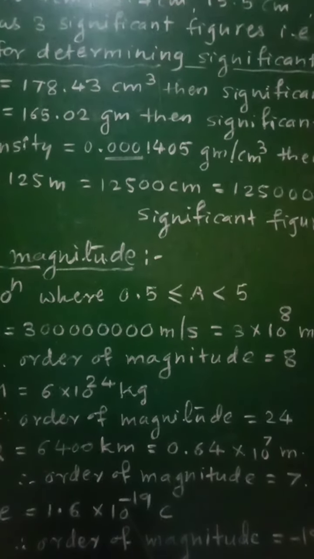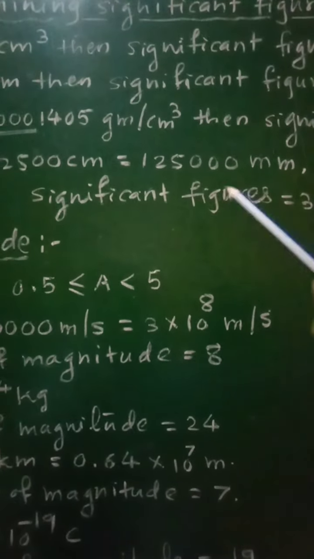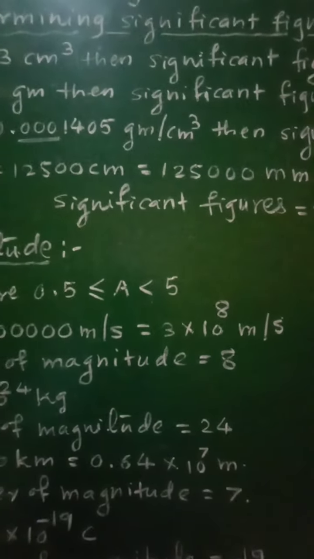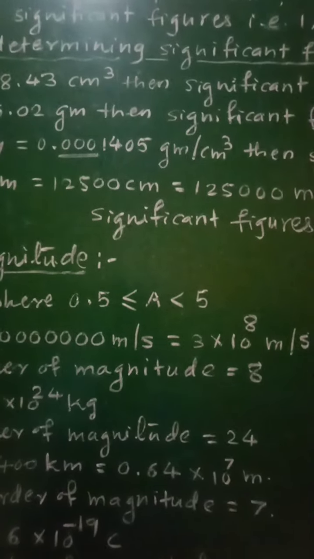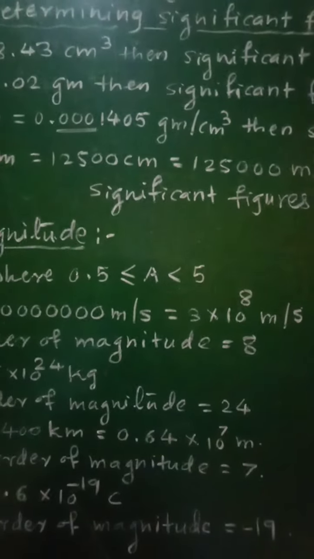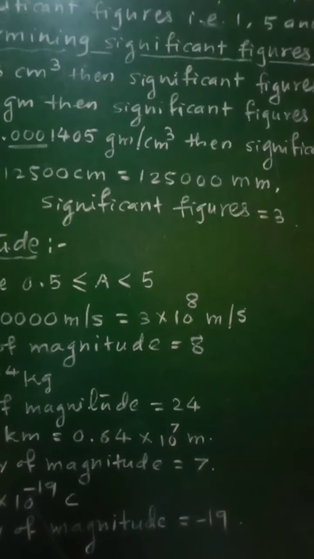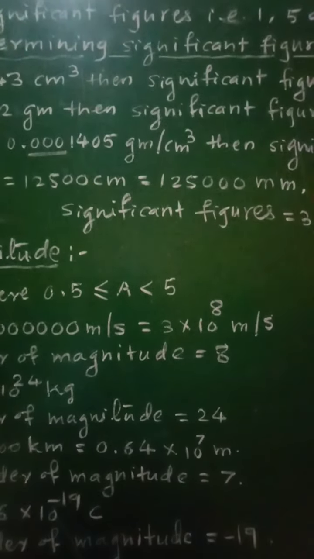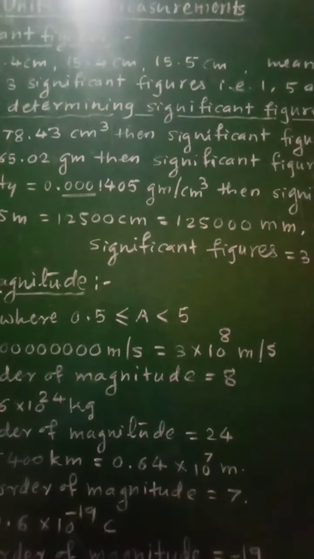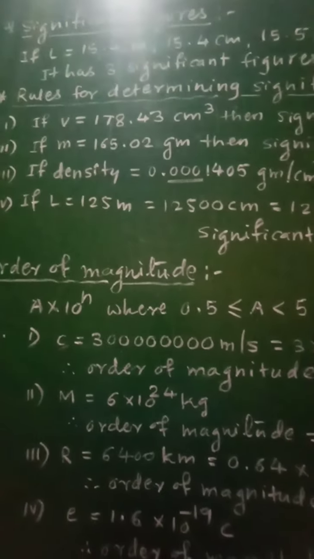12,500 centimeter in terms of centimeters. Similarly, it will be expressed in terms of millimeters as 1,25,000. So here zeros are occurring on the right side, but these zeros will not be considered as significant, and therefore the significant figures for this will be only 3, that is 1, 2 and 5. These numbers will be significant figures. So these are some of the rules for writing the significant figures.